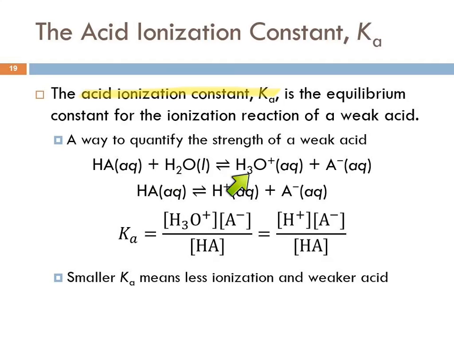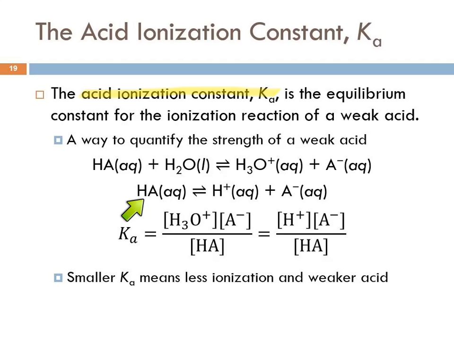So here's our generic acid reaction. And if we were to write an equilibrium constant for this, we would have the concentration of the hydronium times the concentration of A- divided by the concentration of the acid. Why do we leave the H2O out? It's a liquid and its concentration can't change.